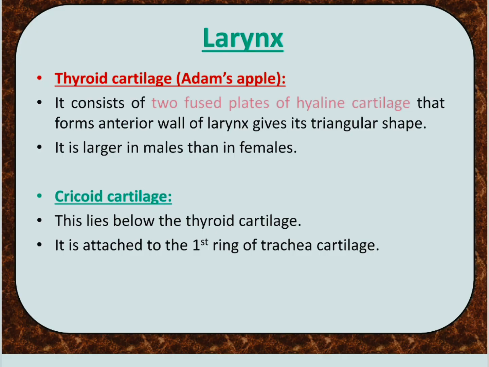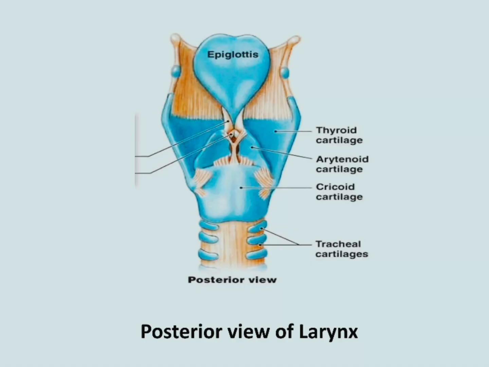Next is the cricoid cartilage. It is below the thyroid cartilage. It is a ring of cartilage, and it is attached to the first ring of tracheal cartilage. I will show you in the diagram how it is attached. When you see this diagram, the thyroid cartilage is above and the cricoid cartilage is below.